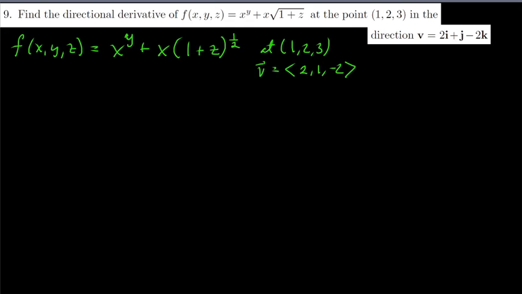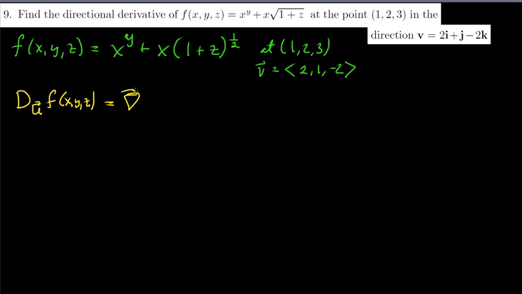Okay, number 9. We want to find the directional derivative of the function f of x, y, and z equal to x to the y plus x times the square root of 1 plus z at the point 1, 2, 3 in the direction of the vector 2, 1, negative 2. Okay, so directional derivative. I remember that as this notation.